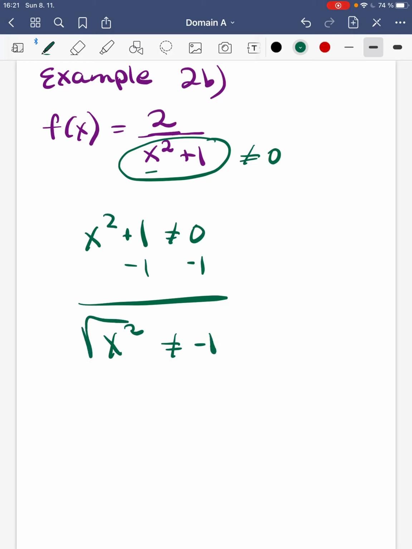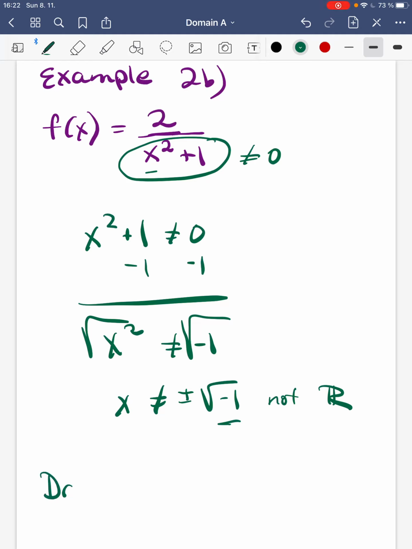To solve for x, I'm going to take the square root of both sides, and then look what happens. x cannot be plus or minus the square root of negative 1. Well, this is not a real number. It is a non-real answer, but we're just concerned about real numbers here. So there's actually no real number for x that would make this denominator 0. So when we write our domain, it's just all real numbers.